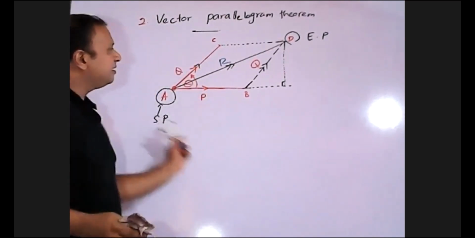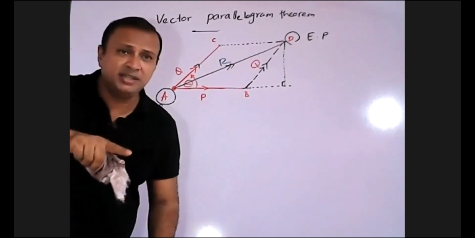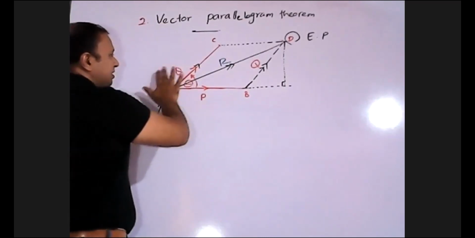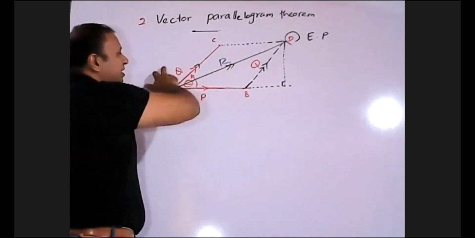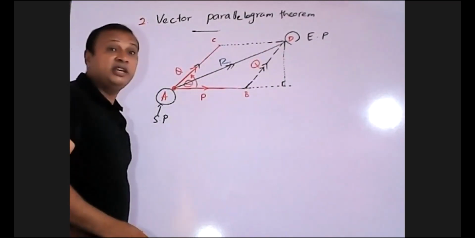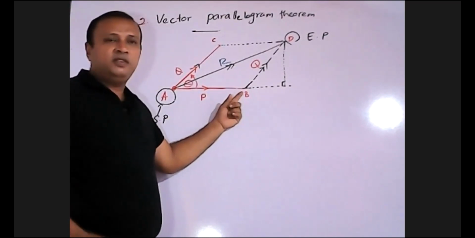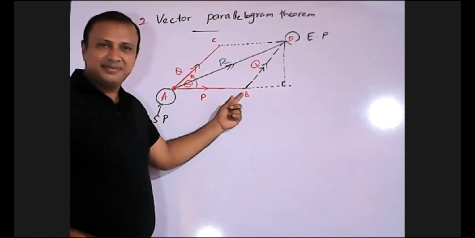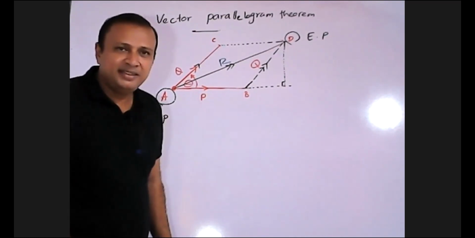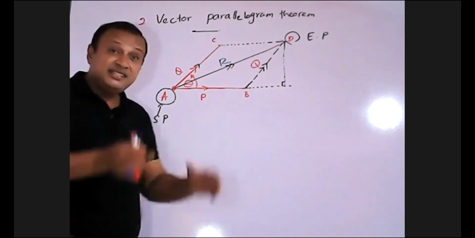That's why I did some construction here. What is the construction? It is a parallelogram. Using that parallelogram, I have created an equal vector at the end point of the first vector. Did you understand? Yes, sir.